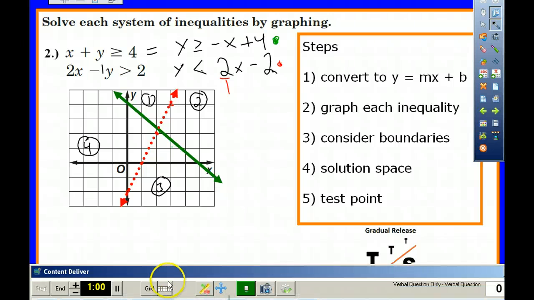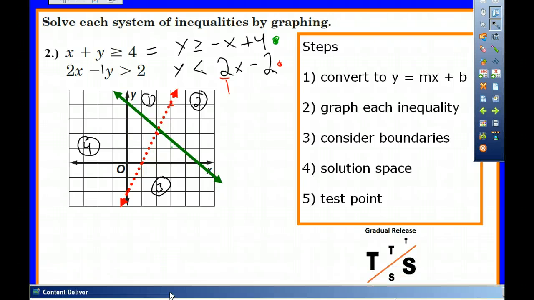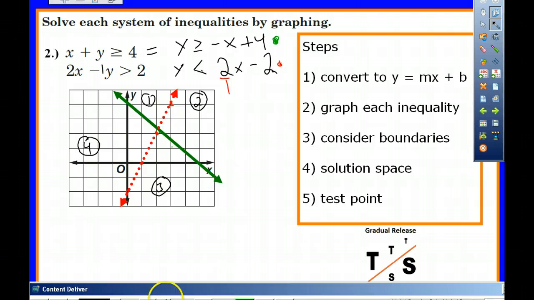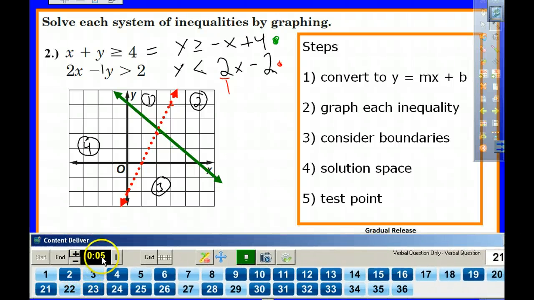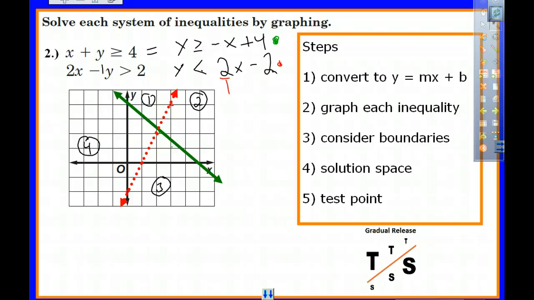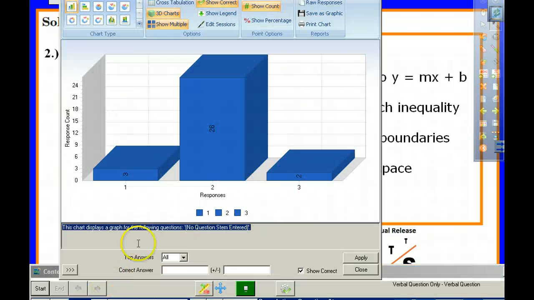So, go ahead. What area? 1, 2, 3, or 4? We'll do 10 seconds. See what you think. 5, 4, 3. There you go. Your hand. All right. Well, most people say area 2.